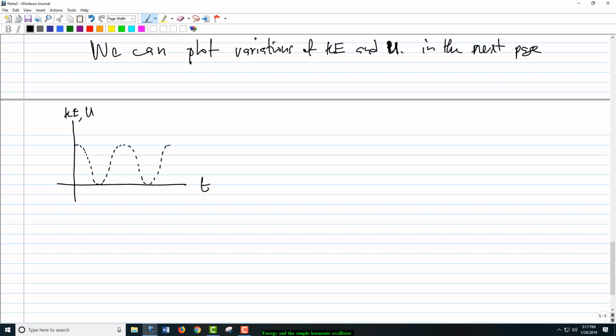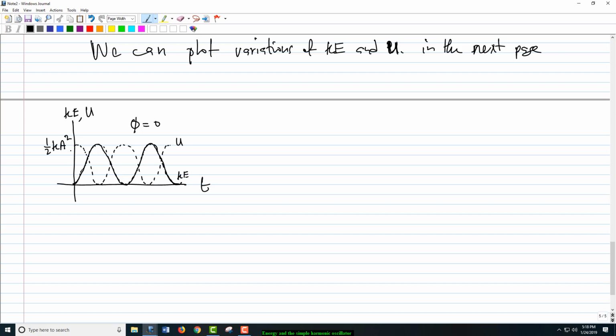So let's plot that as our potential energy. This is U. And then we can plot kinetic energy this way. So this would be your kinetic energy. In this case, we are saying that the phase angle is equal to 0, so we're just plotting them without the phase. And this is your maximum energy.